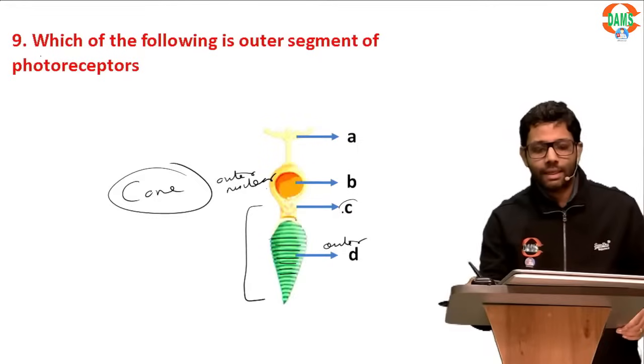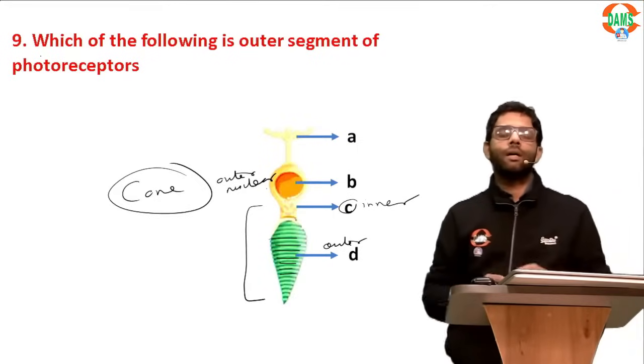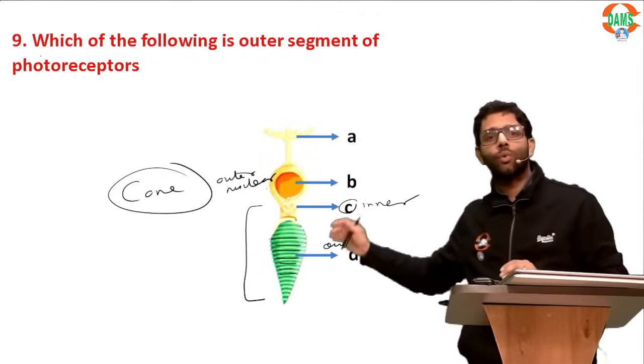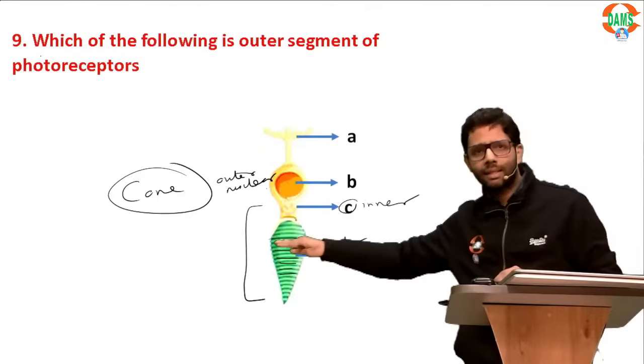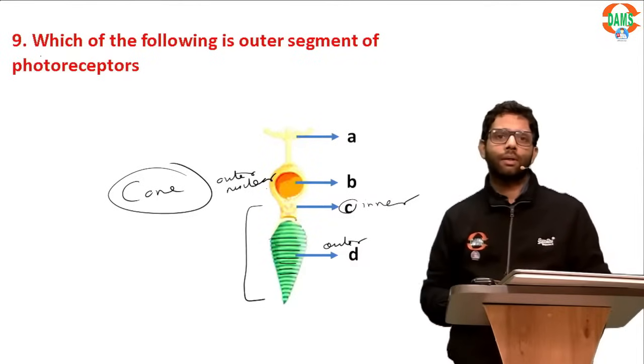And C is the inner segment. INI question: the three things in the inner segment are mitochondria, endoplasmic reticulum, Golgi apparatus. Even if you don't know, you should know one thing, no? Membrane discs, it is written here disc, and discs are seen in the outer segment.